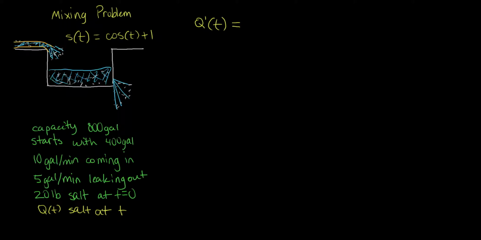That's that salt. So if we make use of that, we can first talk about the hose here. So 10 gallons per minute coming in. So we can write however much salt is coming in here.